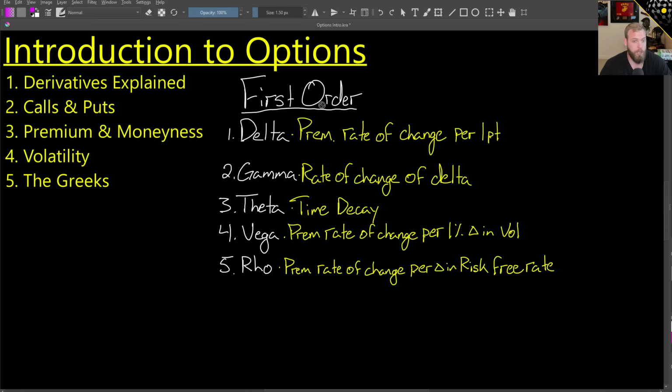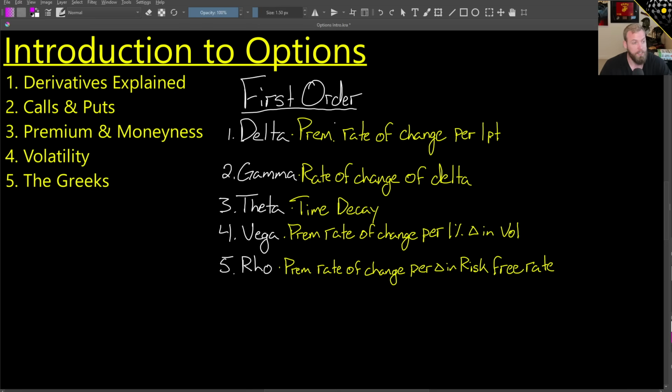So let's talk about the Greeks. We have a handful. We have delta, gamma, theta, vega, rho, which interestingly enough, these are not all from the Greek alphabet. It's kind of a misnomer. Some of these are actually not from the Greek alphabet, funny enough, but we call them the Greeks.